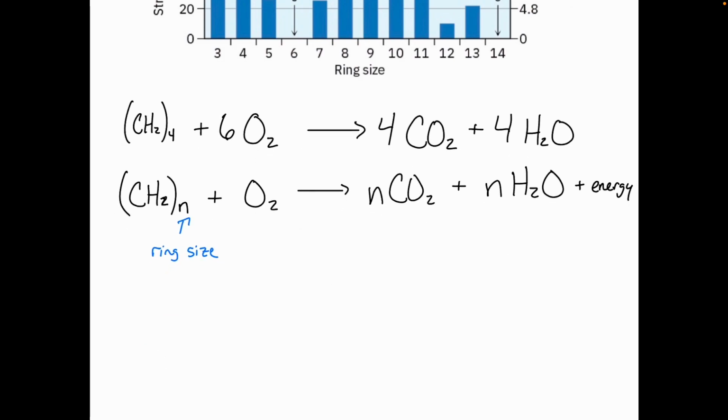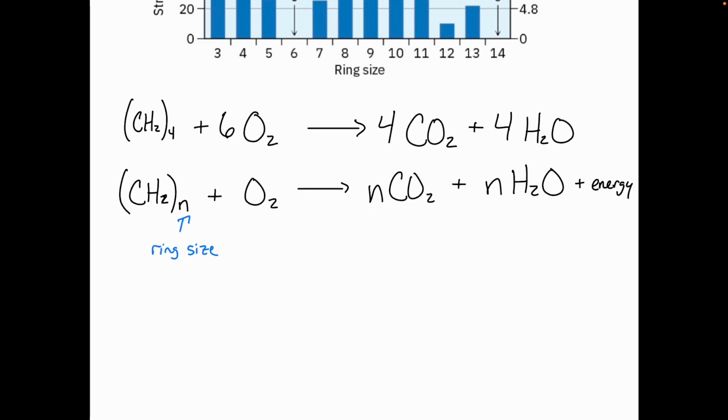All right, now because this reaction will just produce more water and more carbon dioxide for bigger rings, you'll always get more energy released for larger rings, right? You just get more energy that's released because you're creating more products, more molecules of carbon dioxide, more molecules of water. So just measuring the amount of energy that's released isn't really going to tell you very much because, again, it's just always going to increase depending on how big your ring is, all right?